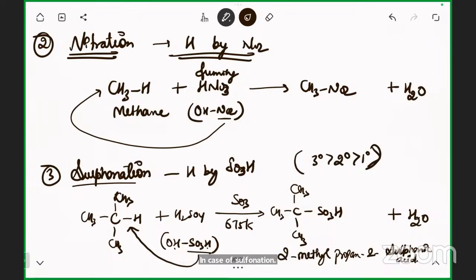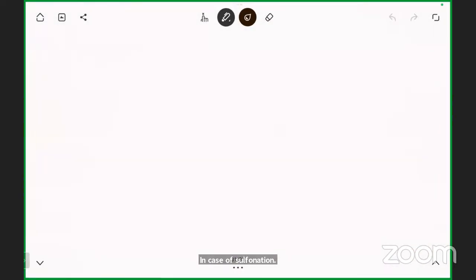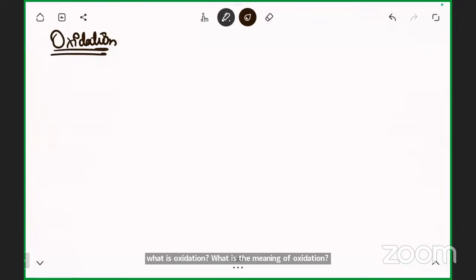Next type of reaction is the oxidation reaction. What is oxidation? What is the meaning of oxidation? Loss of electrons. What else? Adding of oxygen. The basic thing is addition of oxygen.